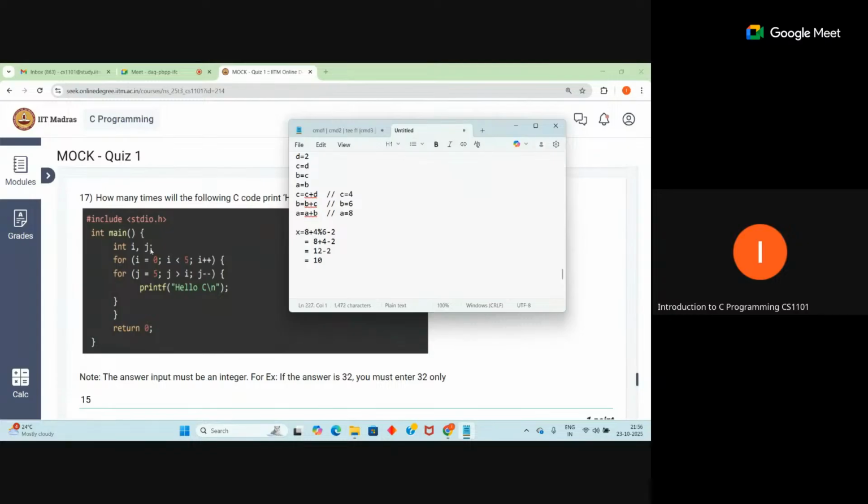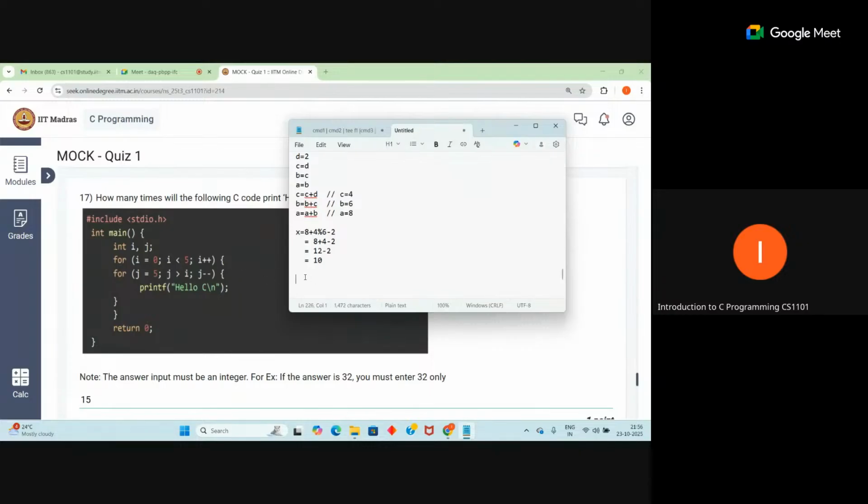So let us execute step by step. This is an inner loop. Inside one for loop, you have another for loop. The outer for loop is written to execute 5 times because of the condition with I plus plus.